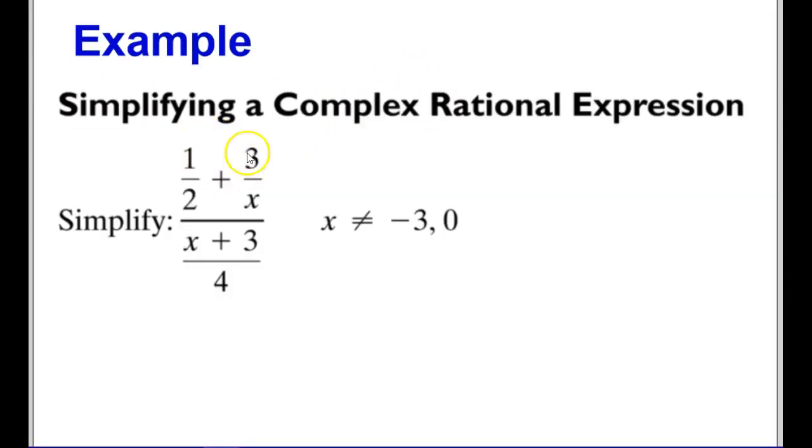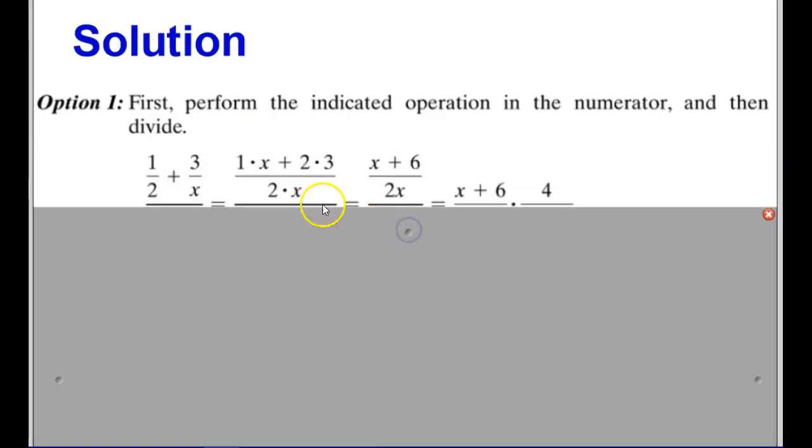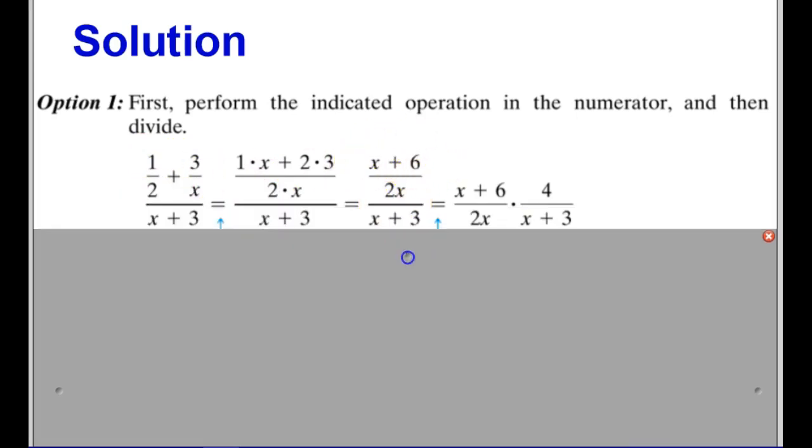Because I see I'm doing something in the numerator, so let's deal with that first. I want to go ahead and simplify that. So I've got 1/2 plus 3 over x. Well, my common denominator is going to be 2 times x. To get this numerator, I have to multiply times x. To get this, I have to multiply by 2. So I end up with x plus 6 over 2x.